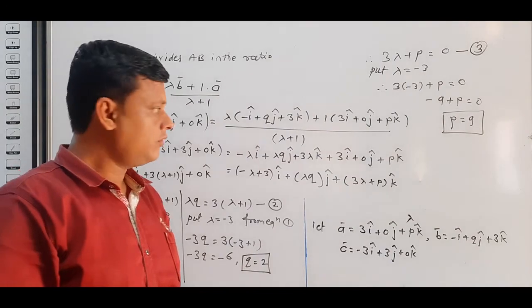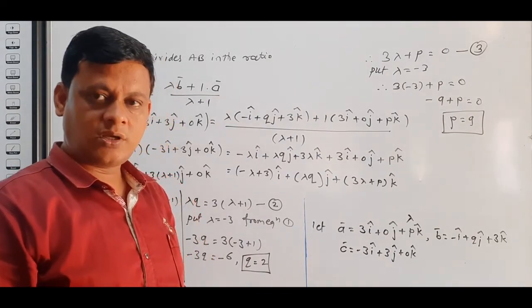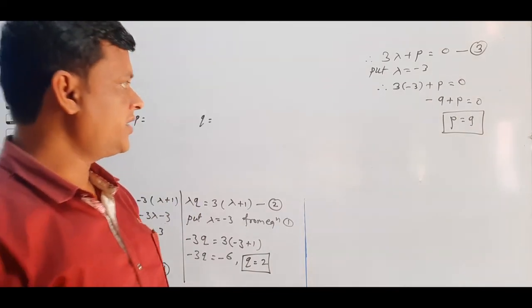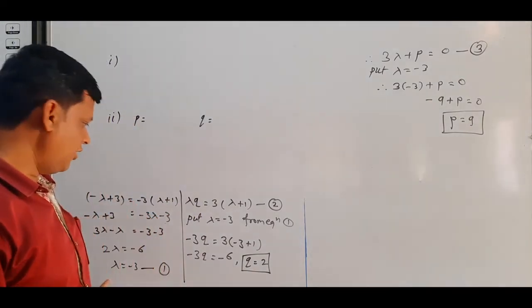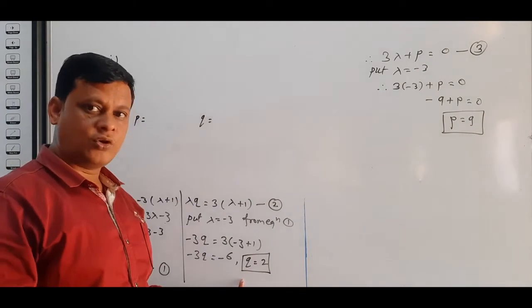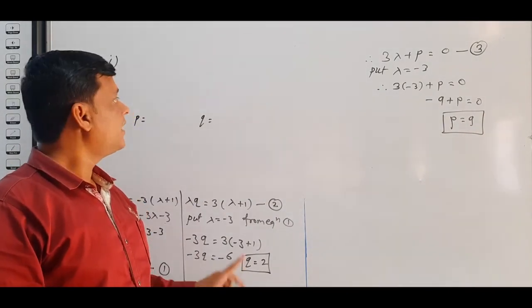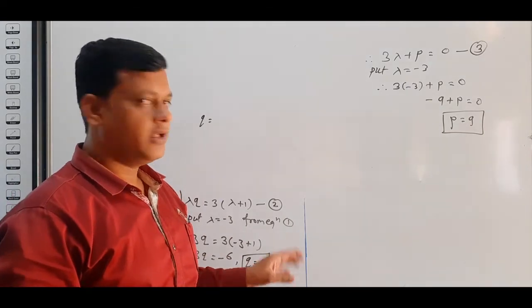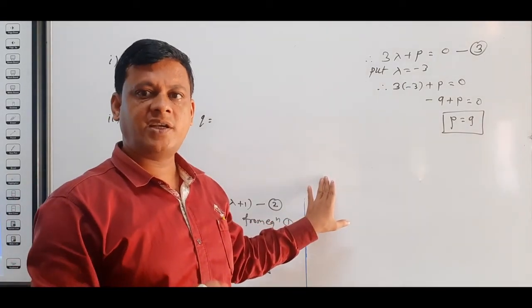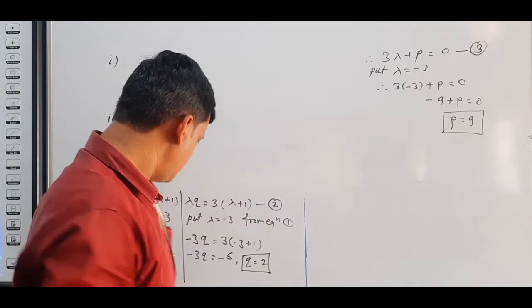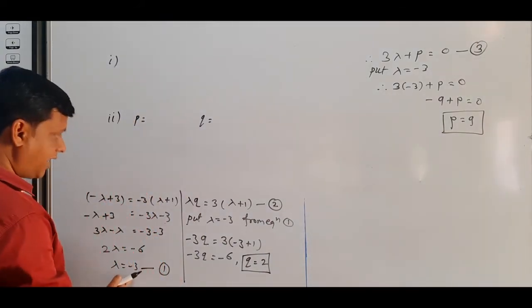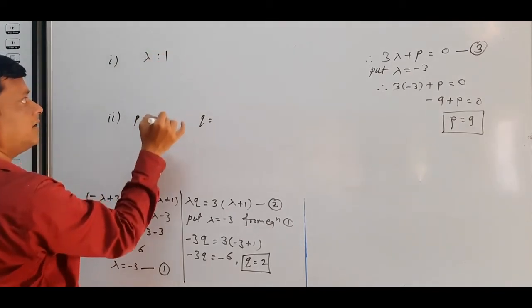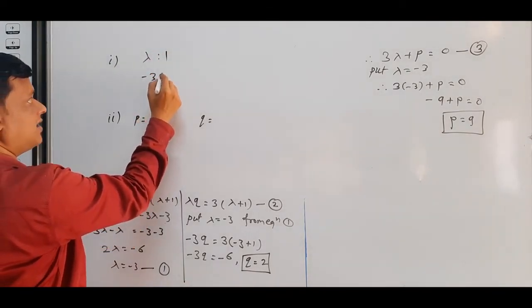Now we have to solve the first question. In the first question we have to find the ratio. So in this way we calculate all the values: value of lambda, value of p, value of q. Now we have to write the answer. In the first question we have to find the ratio in which point C divides segment AB. Here we get lambda equals -3 and we consider the ratio as lambda is to 1, so we get the ratio -3 is to 1.